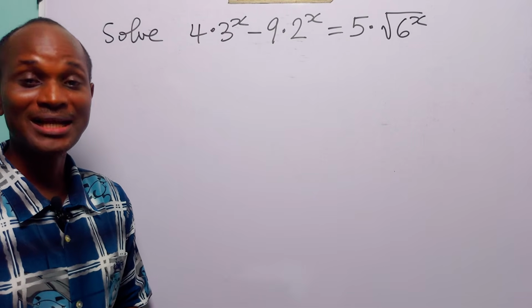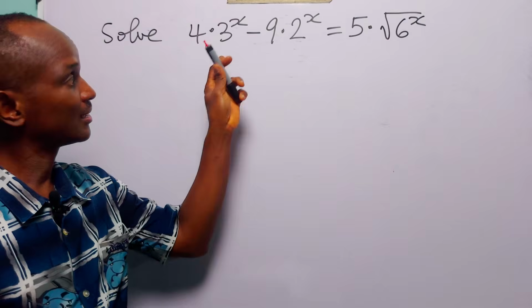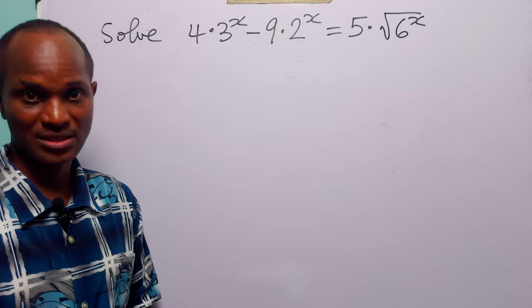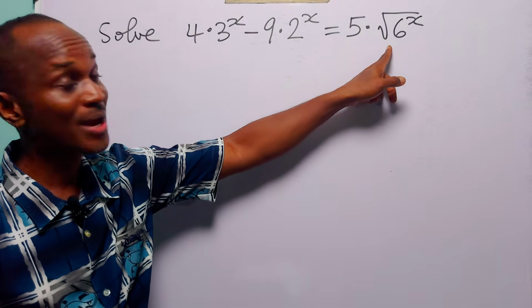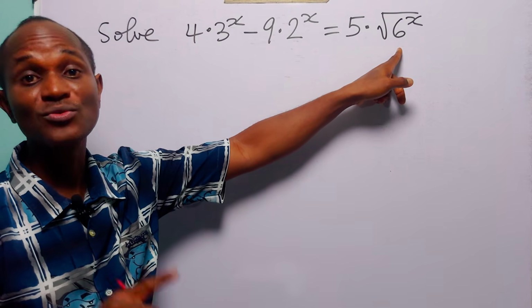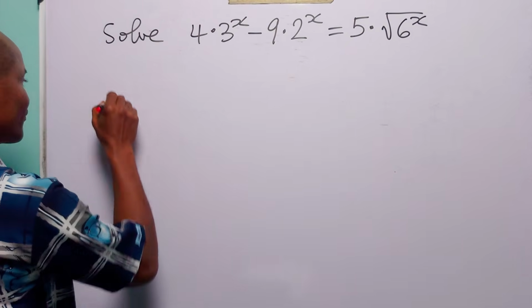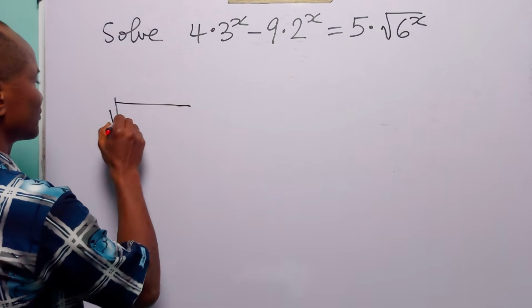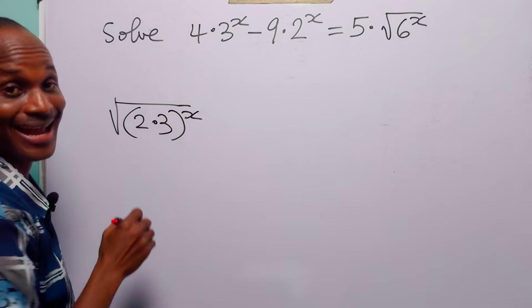Hello and welcome. In this math tutorial, our task is to find the real values of x that satisfy this exponential equation. Now, to solve this problem, let us start by looking at the square root of 6 to the power x. Of course, you know that 6 is 2 times 3. So we can write this as the square root of 2 times 3 to the power x.